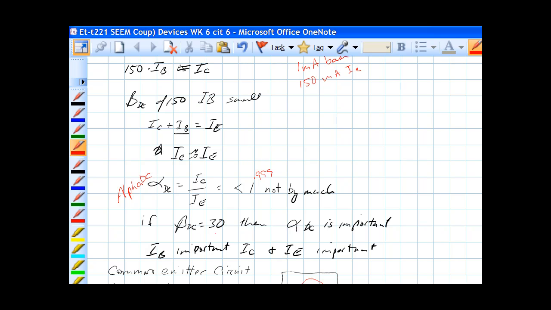Third approximation, and we'll never quite get to a third approximation because we have to deal with temperature and all that. Beta DC, if beta DC is 30, then alpha DC is important, because a beta DC of 30 would be 1 over 30. If beta DC is 30, then the base current is a pretty high part of the emitter current, and we have to keep it in mind.